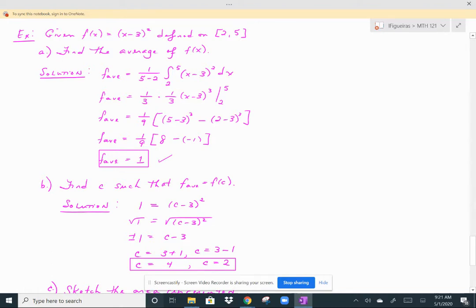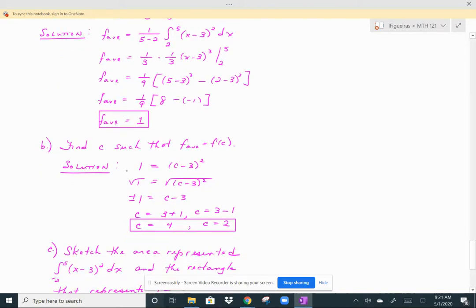Now let's go to part B of the same problem. We want to compute the value c such that the average value equals f of c. So that's your mean value theorem for integrals. The average value was already found, so we know that's equal to 1. So 1 is equal to, and I'm just taking the original function, (x minus 3) squared, and replacing x with c. So 1 equals (c minus 3) squared.